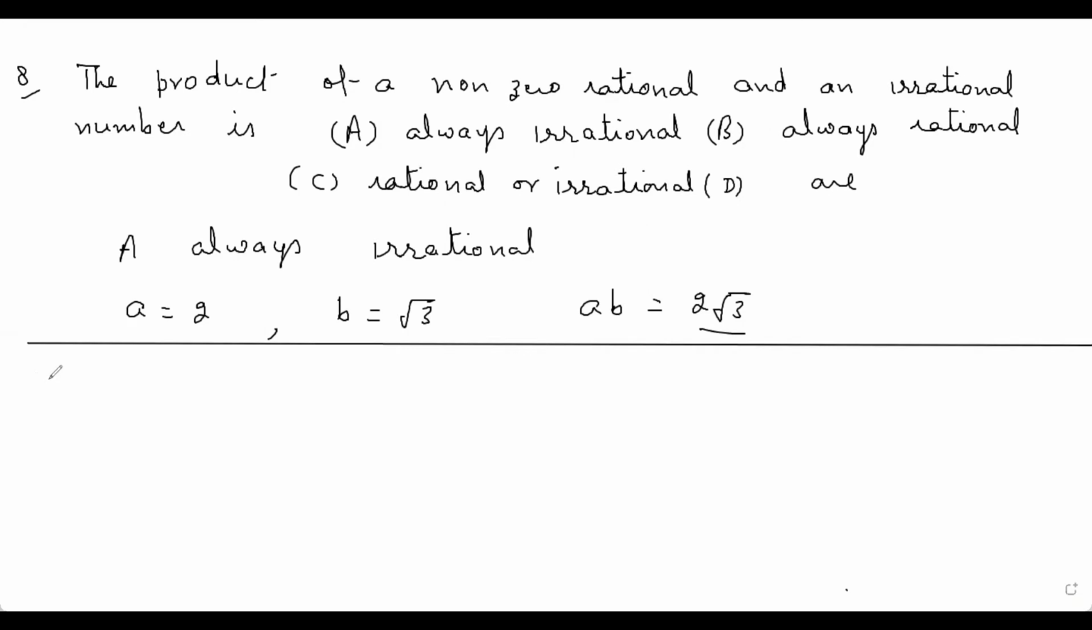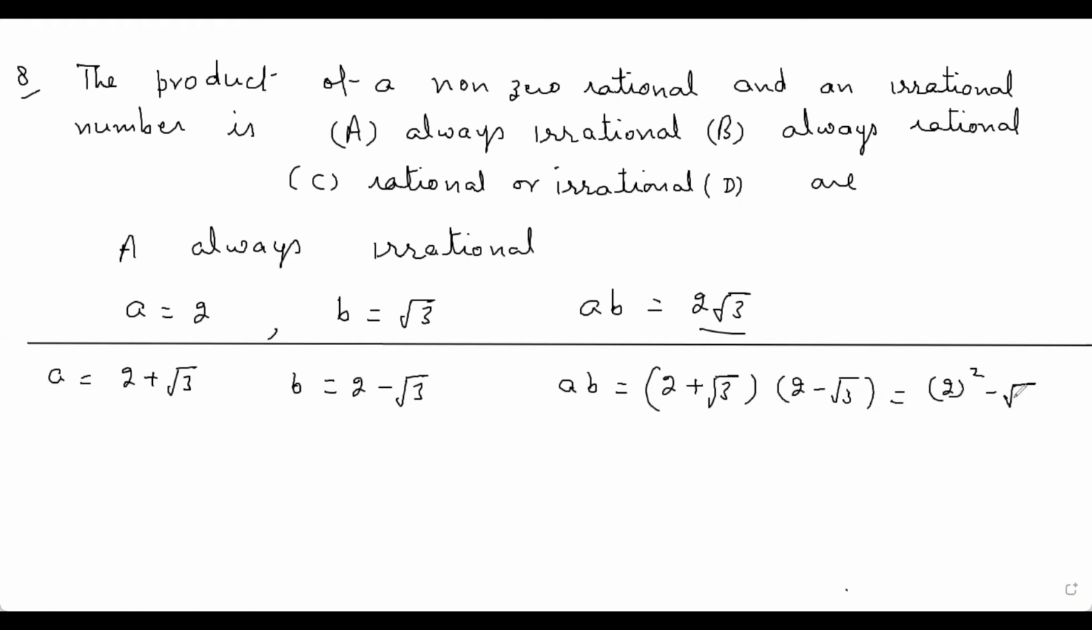Now I want to give one example here. When both the numbers are irrational, then what happens? Suppose a is the number 2 plus root 3 and b is the number 2 minus root 3. Both these numbers are irrational. Then their product is 2 plus root 3 times 2 minus root 3, which is equal to 2 square minus root 3 square. This is equal to 4 minus 3, that is equal to 1.